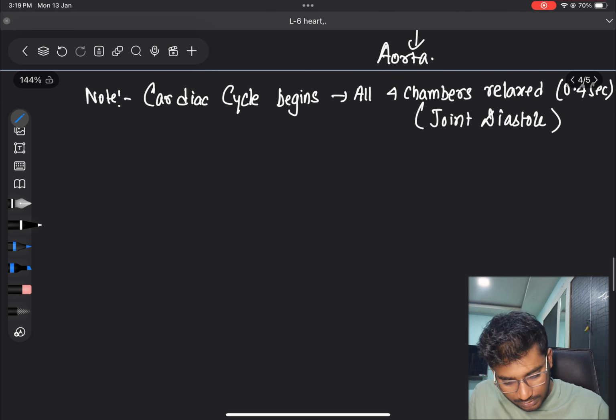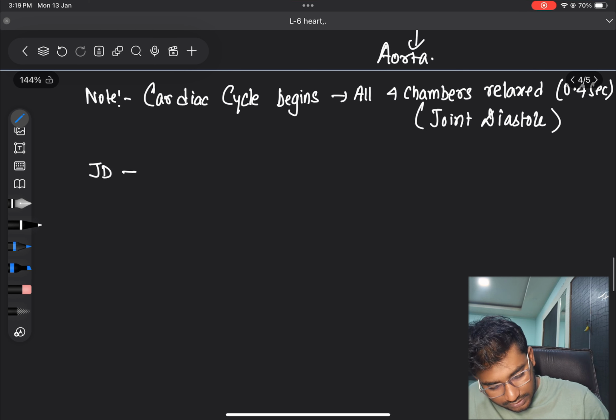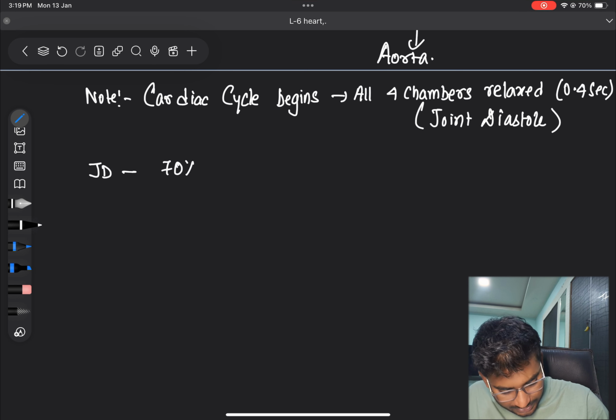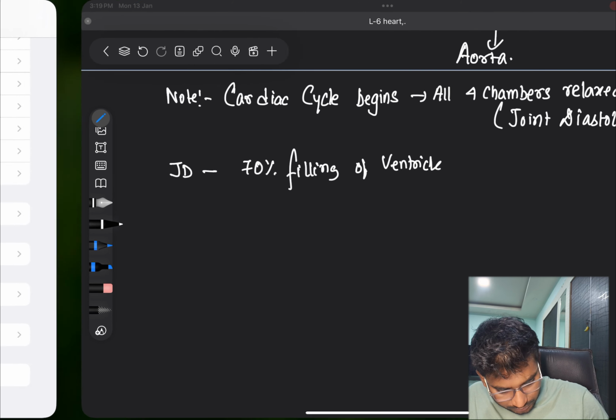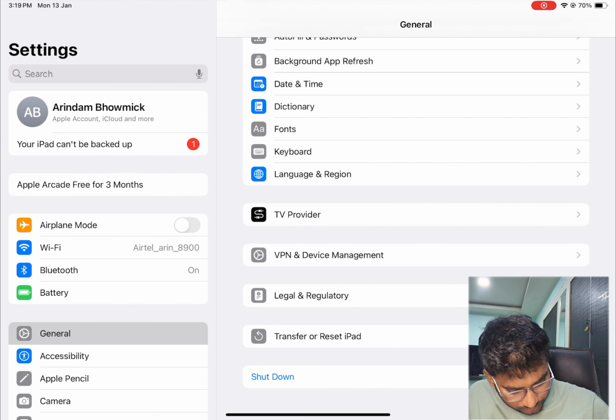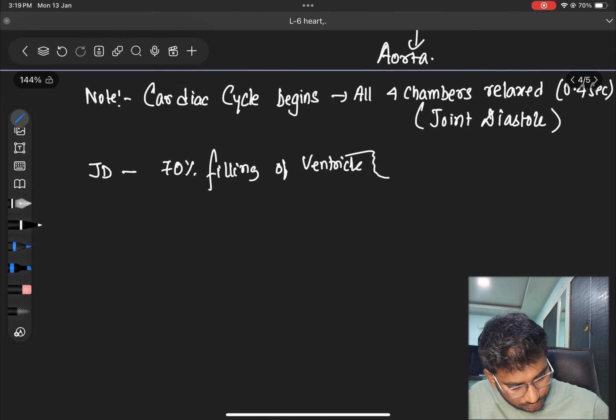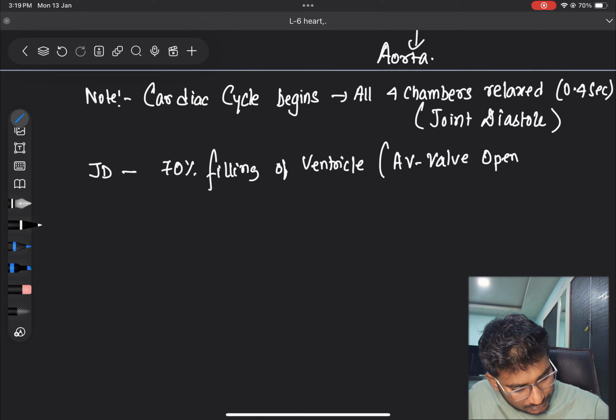Okay. Now, JD, that is joint diastole, gives 70% filling of the ventricle. Filling of the ventricle. Okay. AV valve open.